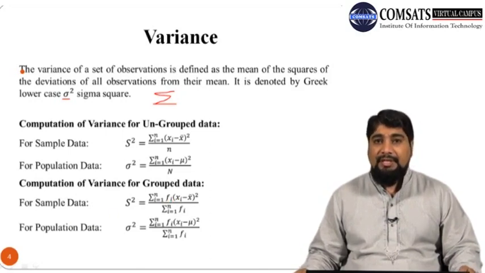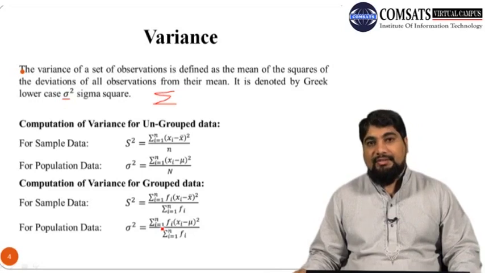Similarly, for population data, variance is defined as sigma squared equals summation of fi into (xi minus mu) whole squared, divided by summation of fi. Note that here only the sample mean x bar is replaced with the population mean, and the rest of the formula is the same. So this is how we can use these formulas to calculate variance for ungrouped data and for grouped data.